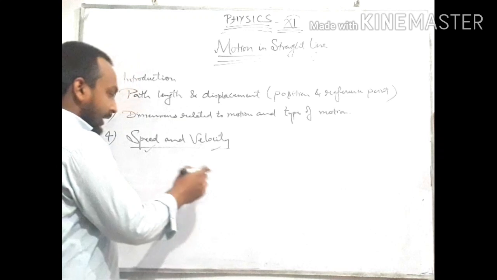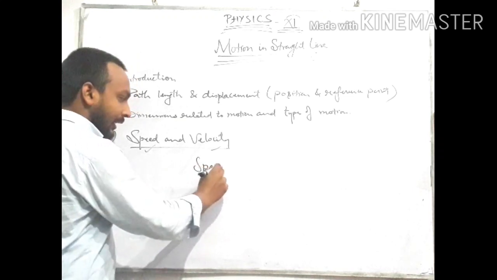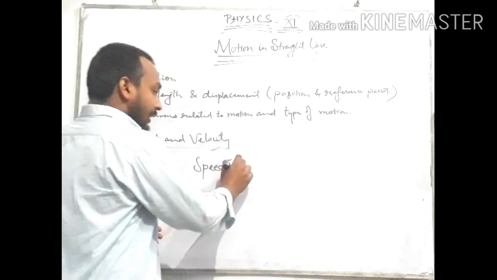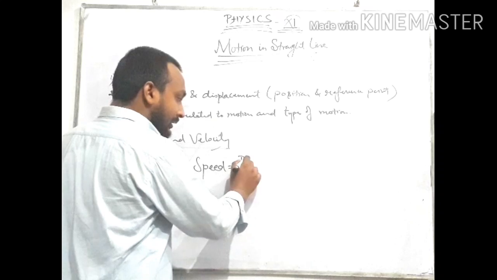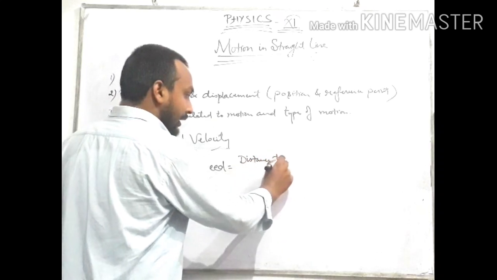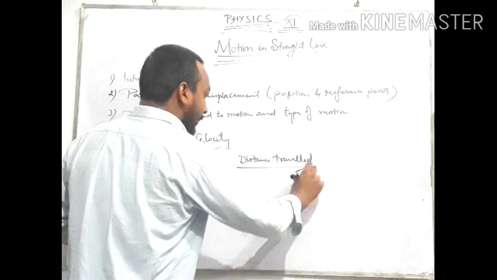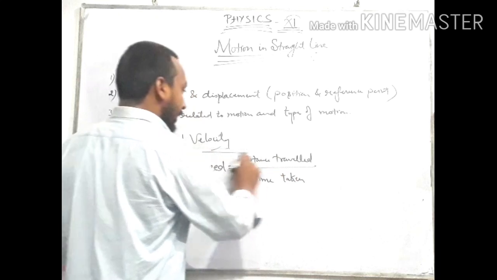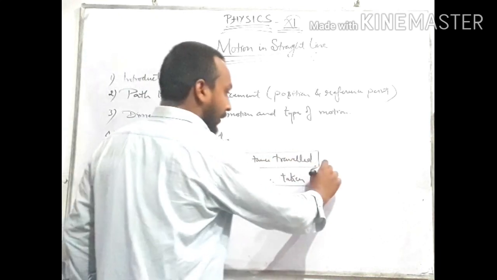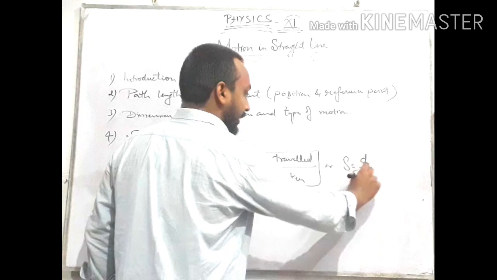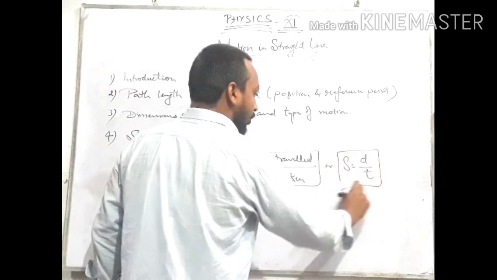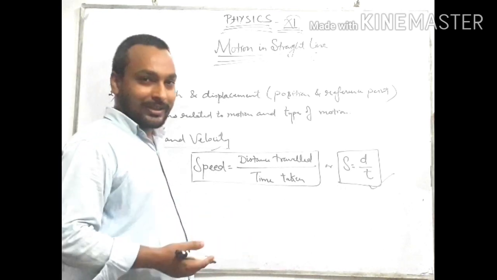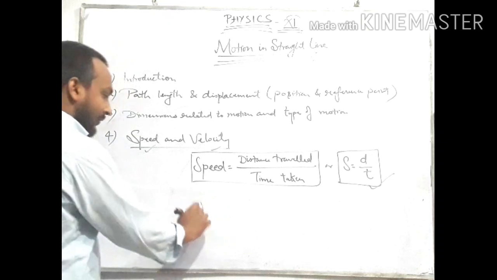What is speed? Speed is simply the rate of change of distance with respect to time. So here you can say that distance travelled by a body divided by time taken gives out the speed of the body. Here speed is denoted by capital S, distance denoted by d, and time by t. I think this is very common to you all, and you have been facing this formula from a very early stage of your studies. And next, velocity.